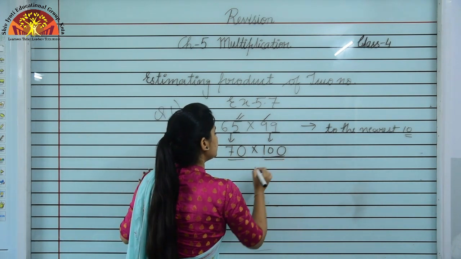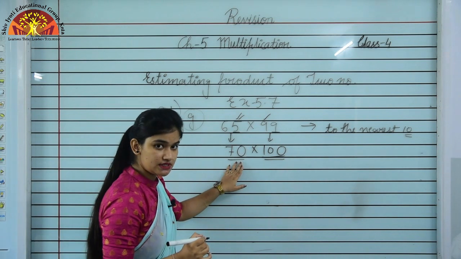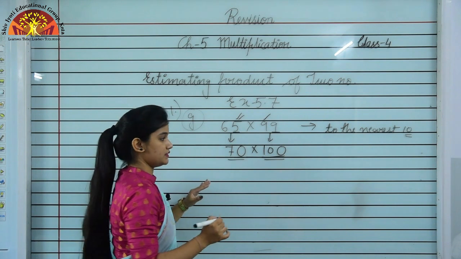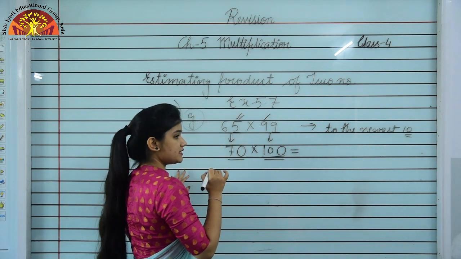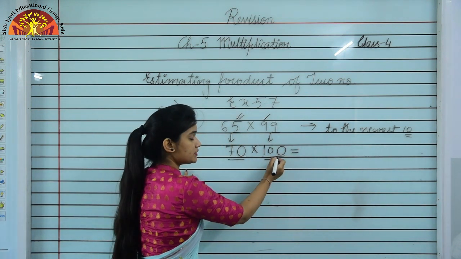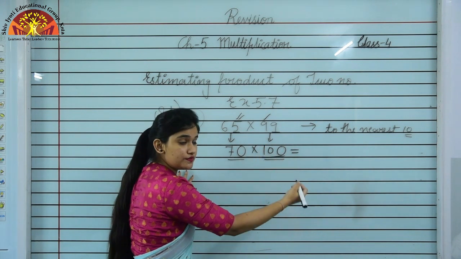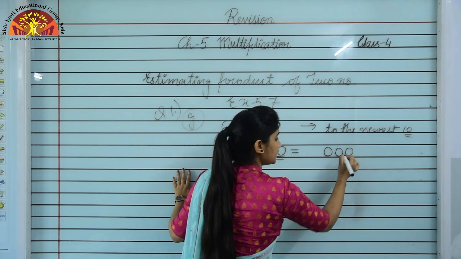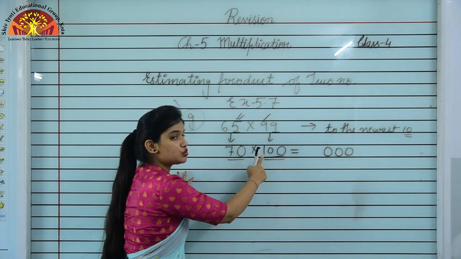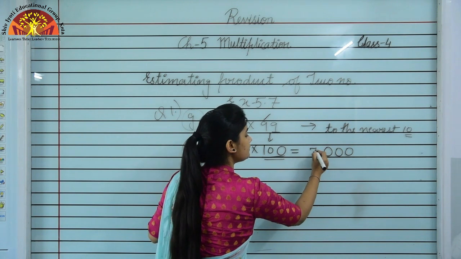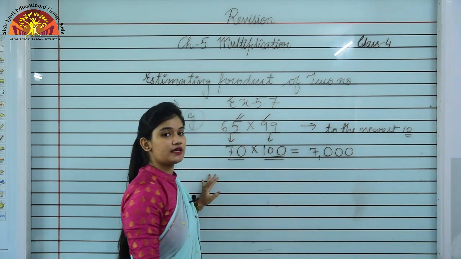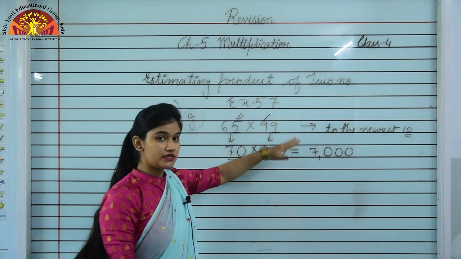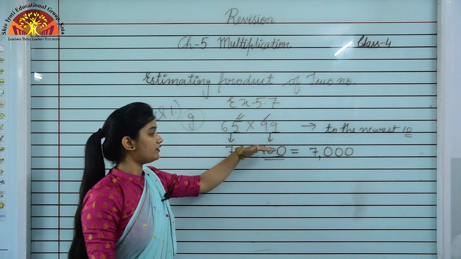Now we see the new numbers, that is 70 and 100, and we have to find the product of these two numbers. So students, as I have told you, if you see the zeros here, you have to count the number of 0. 1, 2, 3. We see 3 0, so we'll put 1, 2, 3, 3 0 here. Then 7 into 1, that will be 7 only, and the answer is 7,000. What is the answer? The answer is 7,000. Is it clear, students?